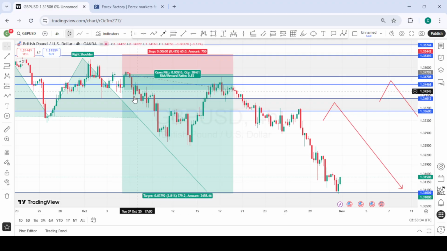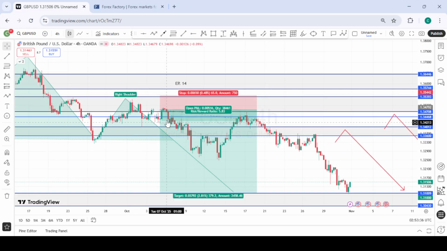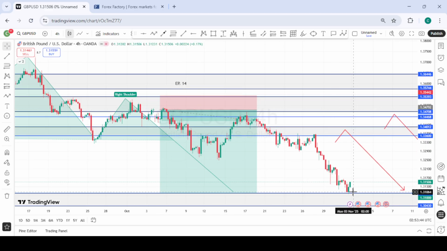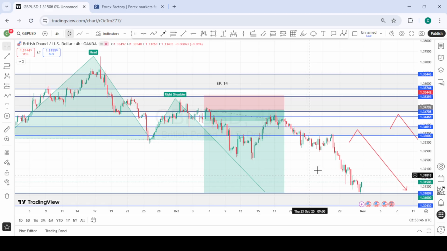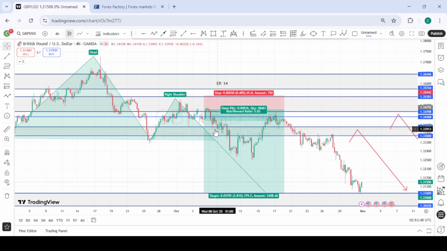But this very setup we had from our previous episode, I think episode 14, where we were able to get this sell, has finally hit its TP right here. So even though we missed out on this move, we're still holding on to this old trade, and it has finally hit our desired target.